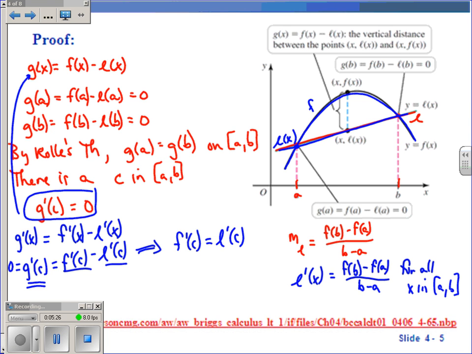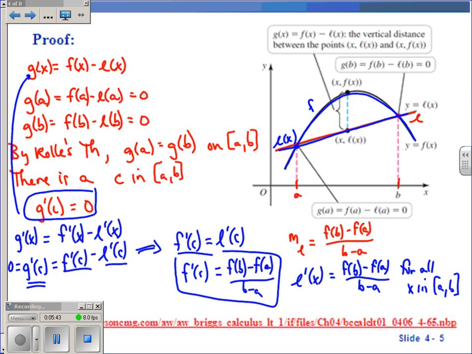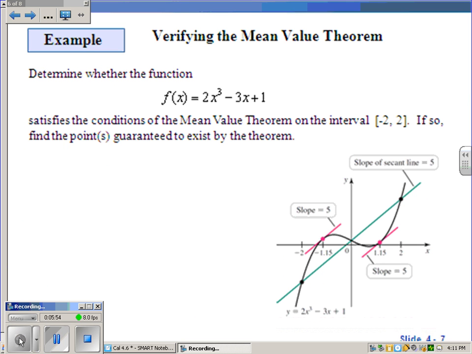But L prime of C, for any number in that interval AB, we know that's F of B minus F of A over B minus A. So we've just shown that there is a C in between A and B, so that the derivative at that C will be the slope of that line going through A, F of A, and B, F of B. Now I want to look at an example where we find the value in that interval.